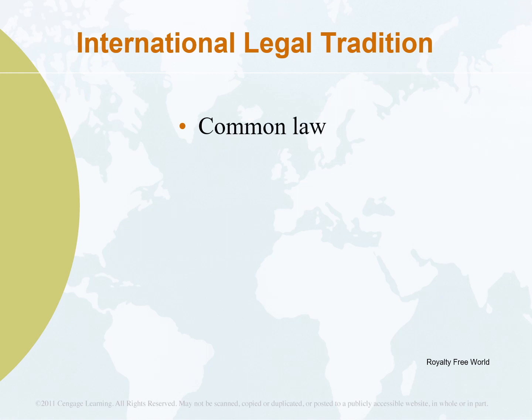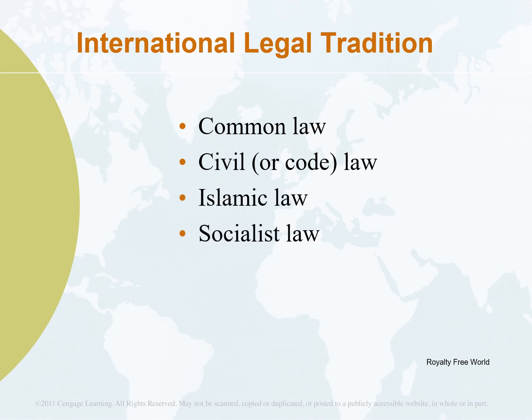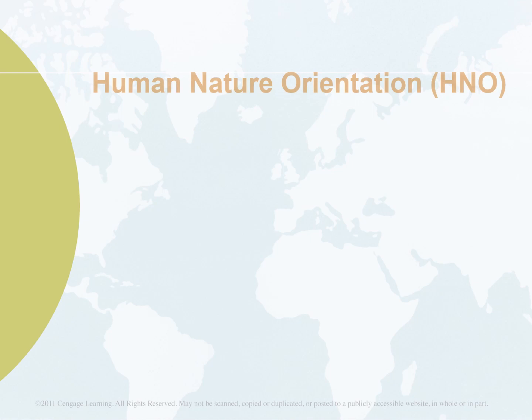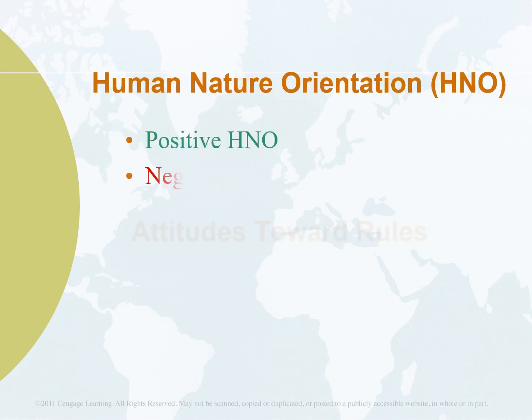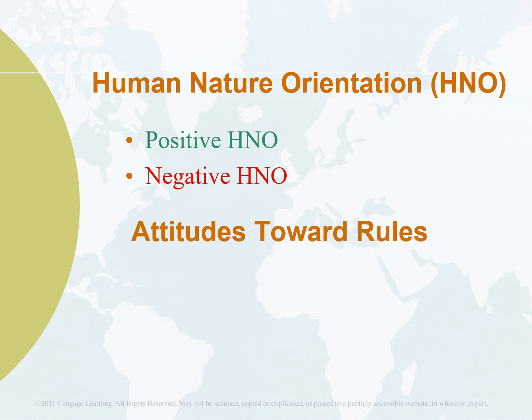International legal traditions: common law system versus code law or civil law system. Common law is mostly in the US and UK, and code law or civil law in continental European countries. Islamic law and socialist law. Human nature orientation, which is positive versus negative. Attitude toward rules is different: tight culture versus loose culture.